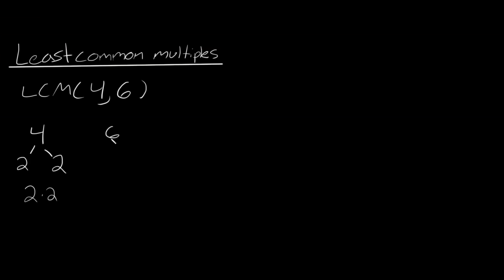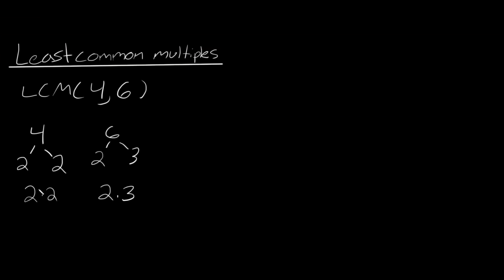And for 6, let's break this down into 2 times 3, right? And 2 and 3 are also prime numbers, so we can't break this down any farther. So 6's prime factorization is 2 times 3. Now, in order to find the least common multiple, we are just going to combine their prime factorizations.